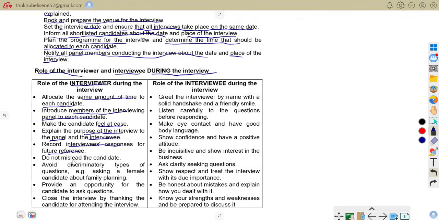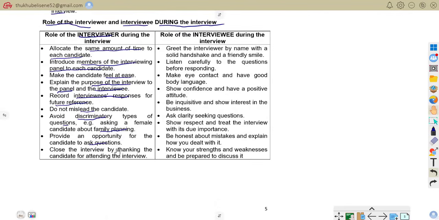Do not mislead the candidate. Also, it's very important that you are not going to mislead the candidate. Avoid discriminatory types of questions, like asking a female candidate about family planning. Make sure that you don't do such in the interview. Provide an opportunity for candidates to ask questions. So the candidates should be provided with time for questions where they will be seeking clarity. Close the interview by thanking the candidate for attending the interview.